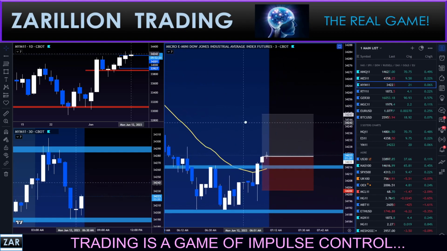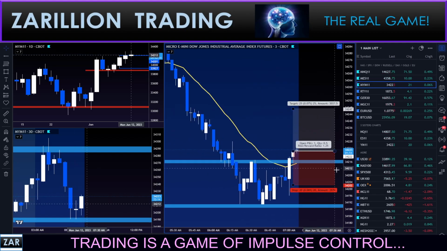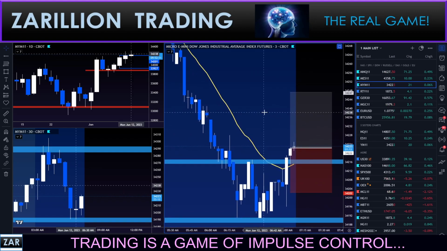So long the Dow and risking 20 points to make 25. So that's a 1.25 R, a 1 to 1.25 risk to reward. But I'll manage this and I'll likely move the stop, and possibly even move the target. We'll see. This is a dance at this time of day. A very nuanced and delicate dance for that matter.